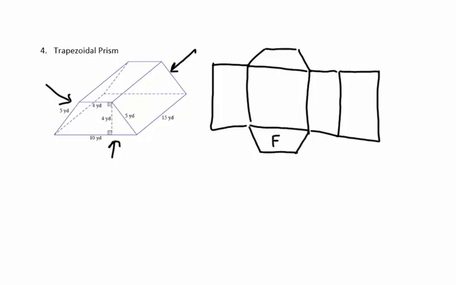The front, the back. This is the bottom. Left side, this would be the top, and this is the right side. So we're going to find the area of all of those pieces by using the formulas that we already had.